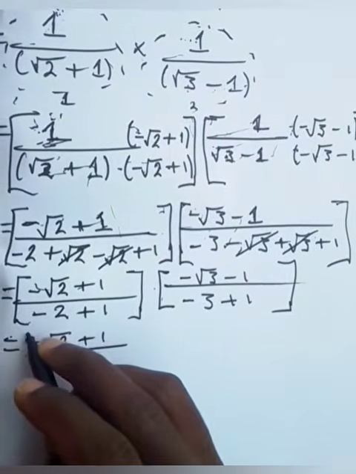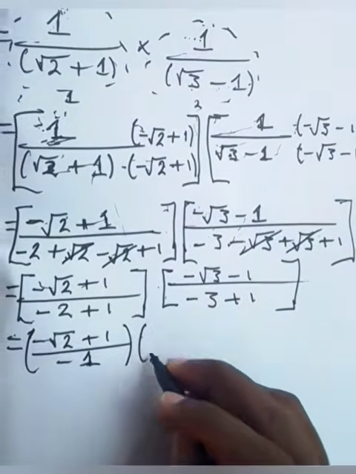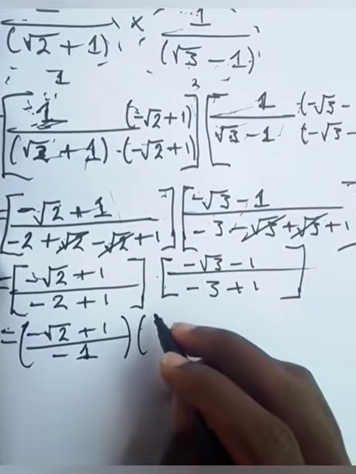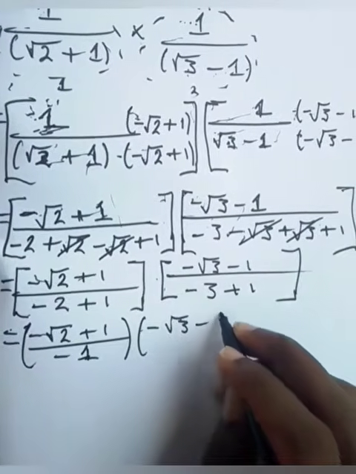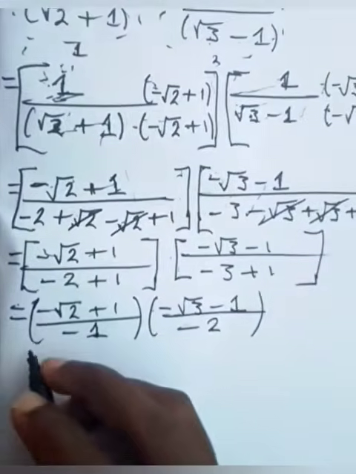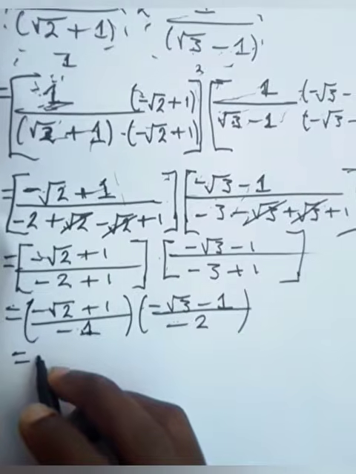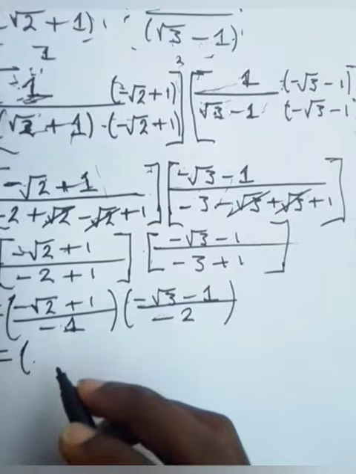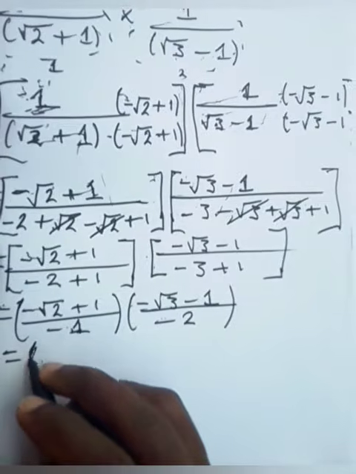And let's just put it in brackets again, because we're going to multiply with this one when we're done. So you're going to have negative square root of 3, negative 1 over negative 2, right? And then, if we divide this into this, we're going to eventually have, well, let me just write them like this.